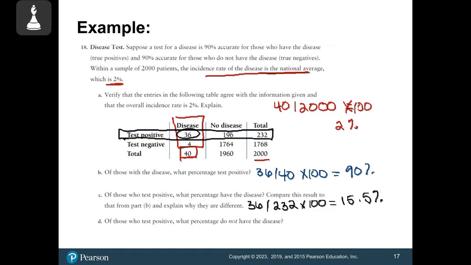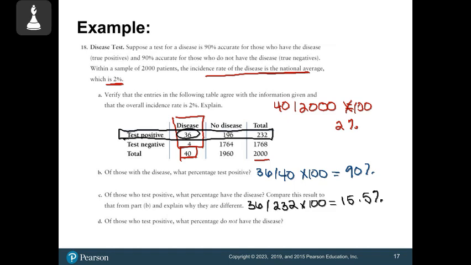So explain why they're different. Well, we're working with different totals. First off, this B was working with those that had the disease. C is going to have a different result because we're working with those that tested positive. So we've got different values out of different totals.